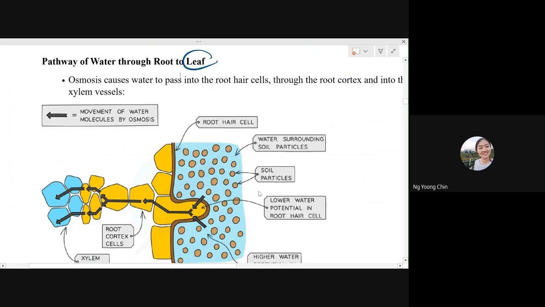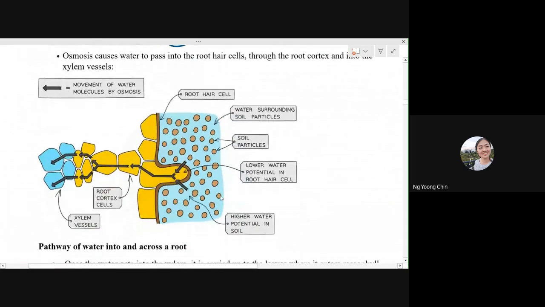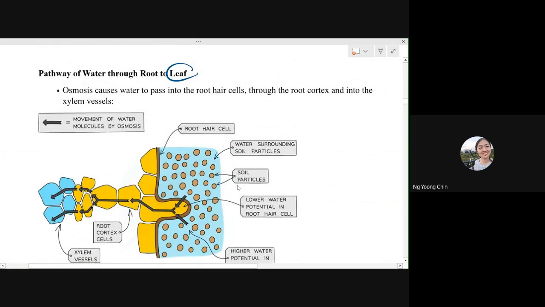So now we are doing the study of the whole process. Remember that the movement of water from the roots to the stem until it gets into the leaf is by the osmosis process, which is passive transport. It doesn't require any use of ATP energy and also the carrier proteins. The water just passes into the root hair cell, enters the root cortex and gets into the xylem vessel.